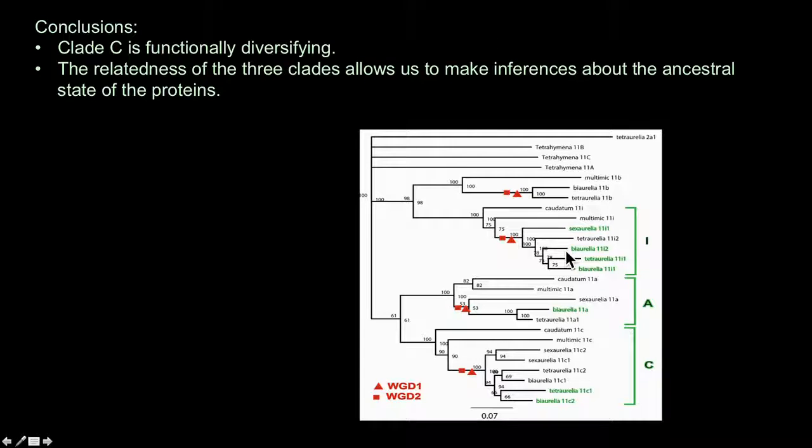Oh, and also, the relatedness of these clades now allows us to make inferences about the ancestral state of these proteins, right? So since these 2 clades are more closely related, and these 2 share this conserved localization pattern, we can infer that this was the ancestral pattern and this is the clade that has diversified. And we can also look at the outgroup species to see if that holds up.